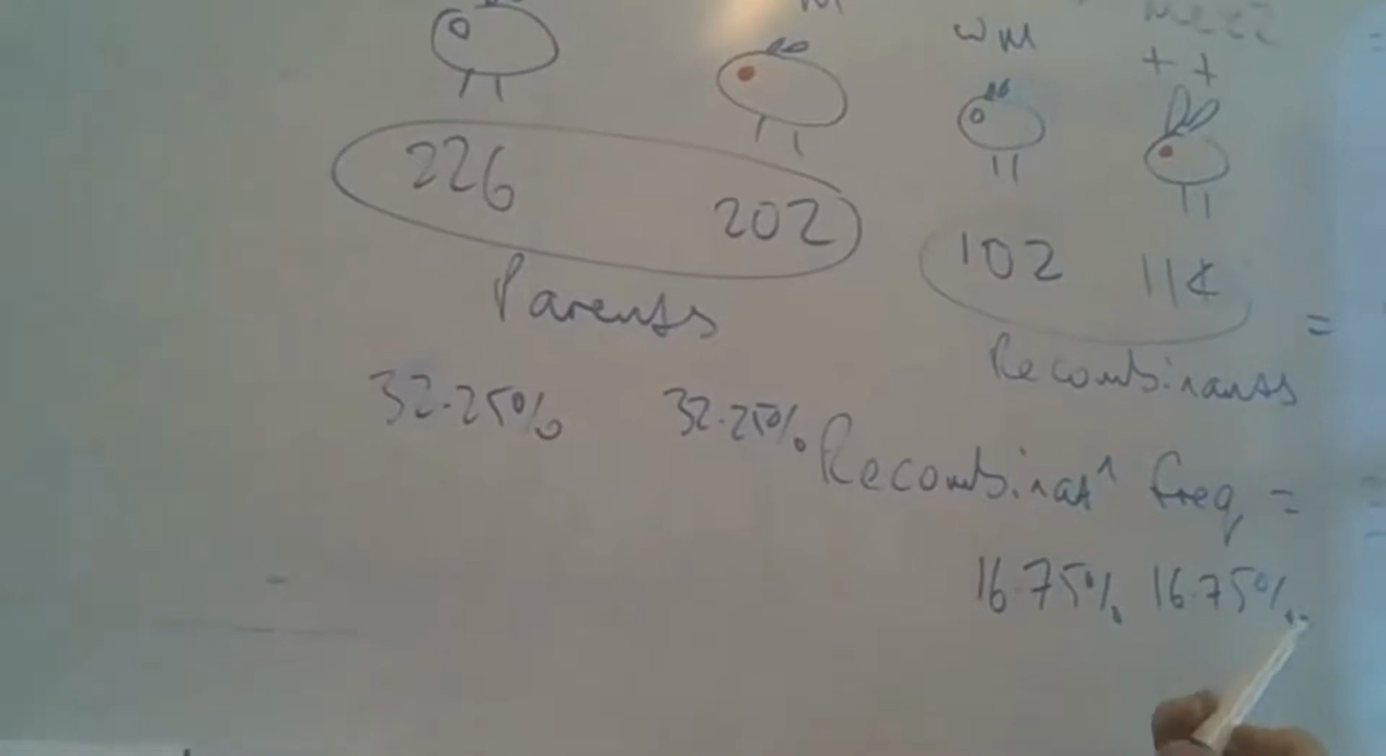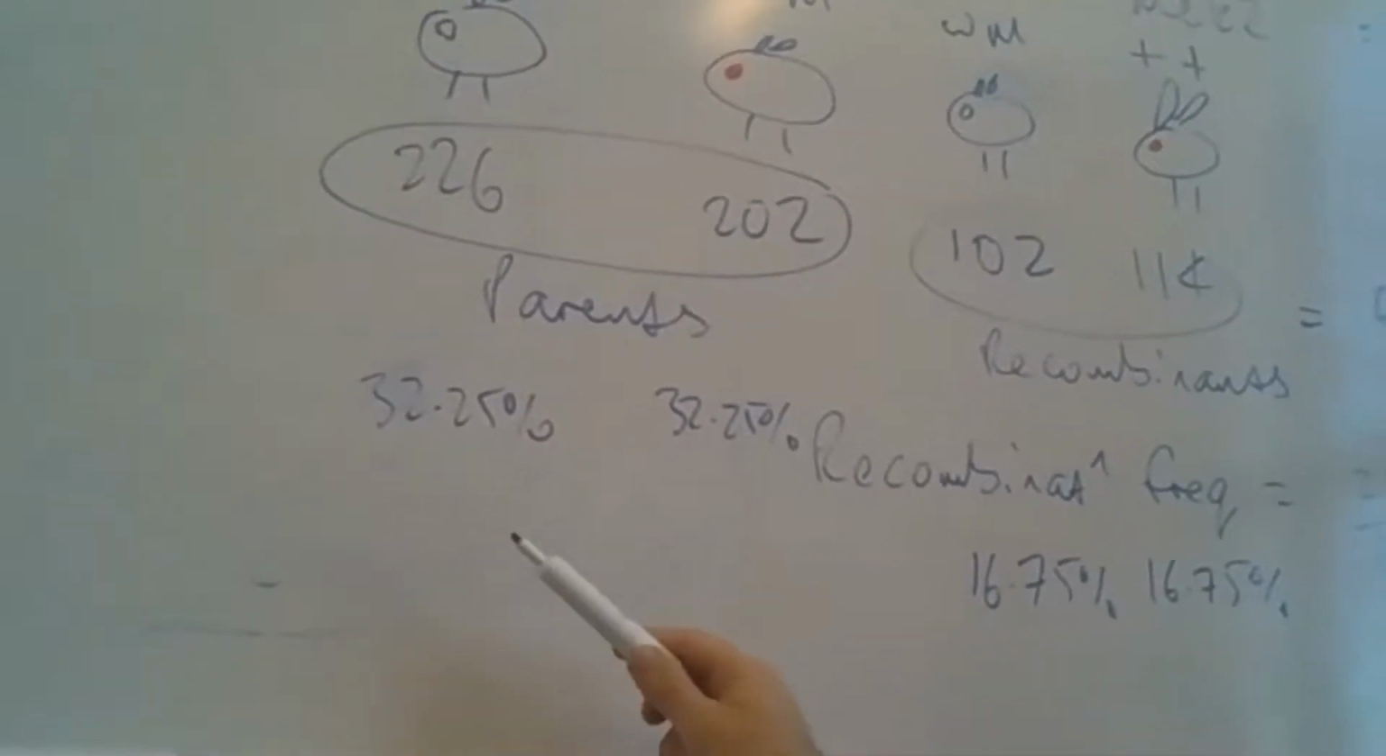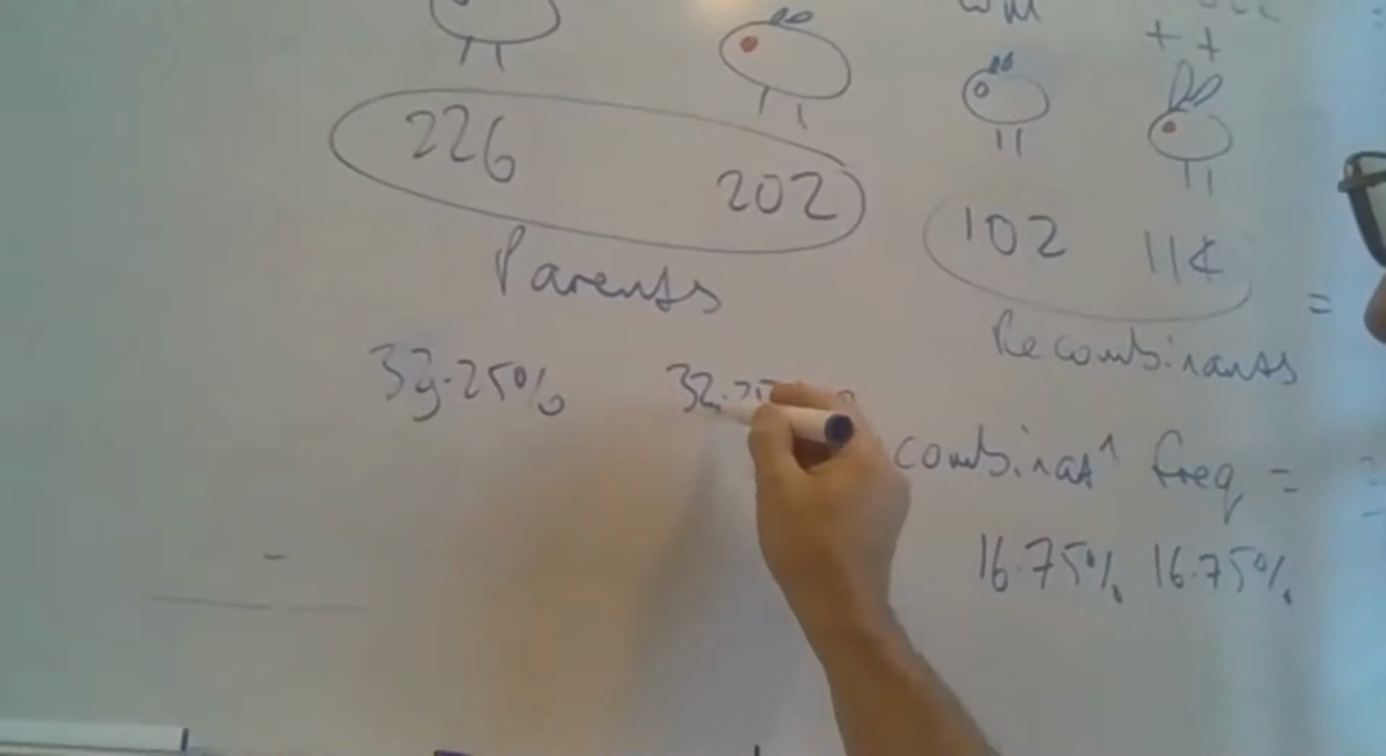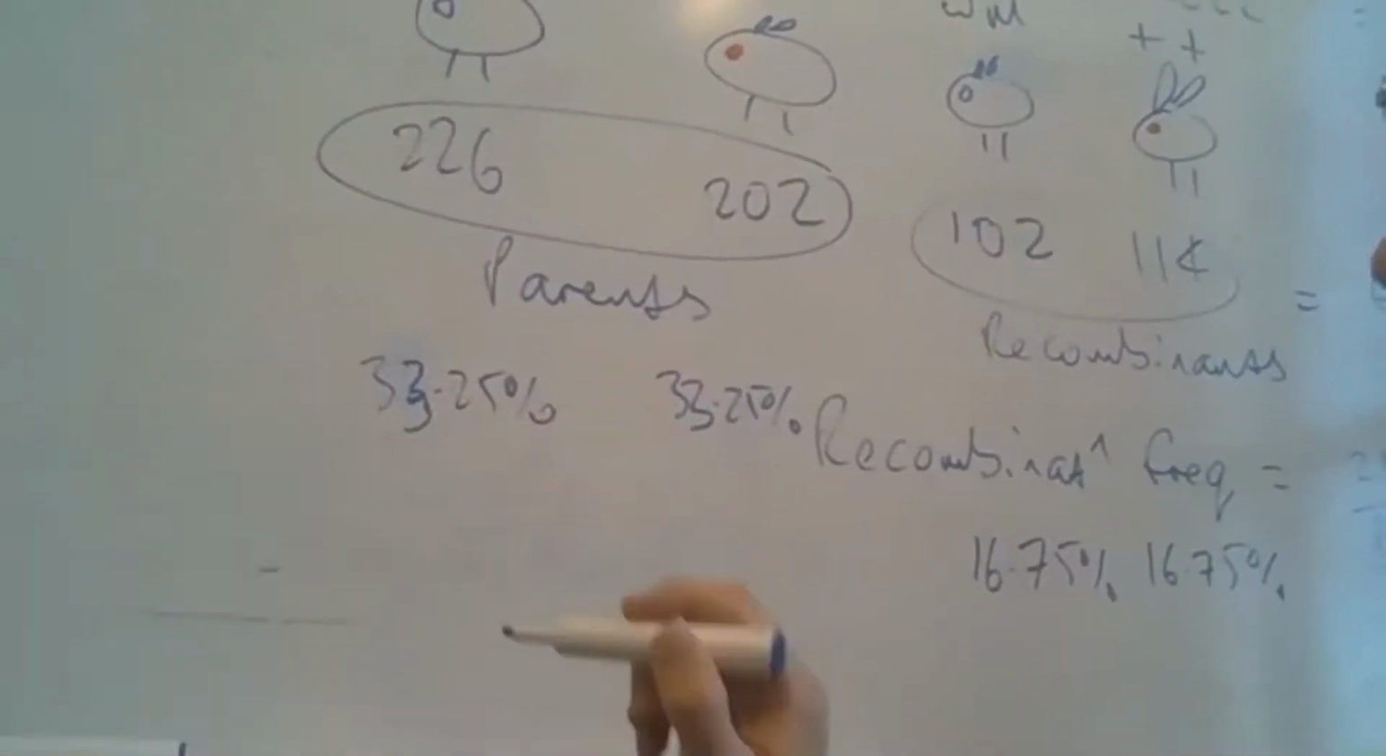So the remainder, which is 66.5, oops, not very good at doing math. There you go.